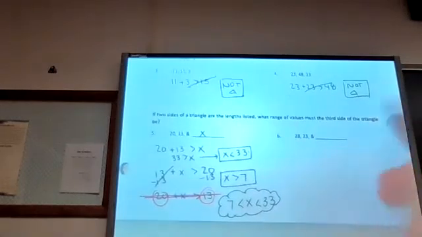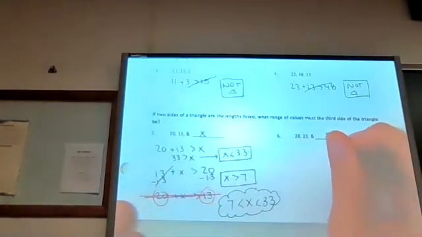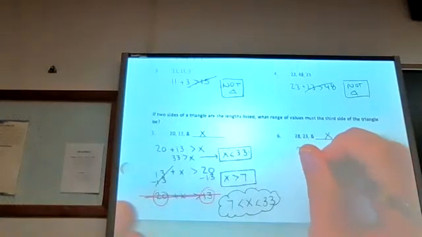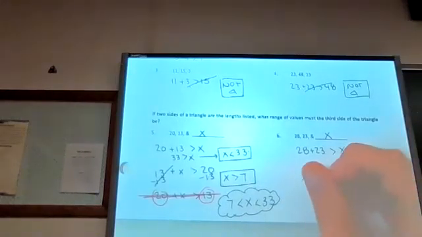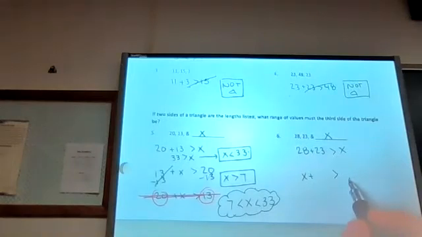So same idea for the next one. So I'm going to call my third side X. These two sides have to be greater than the third side. What would be the other inequality I need to look at? So X plus what side has to be greater than what side?